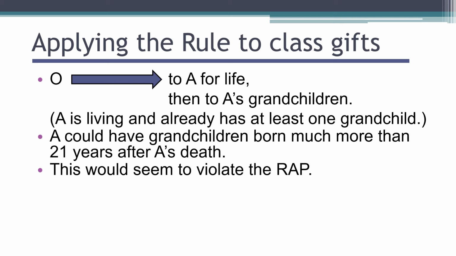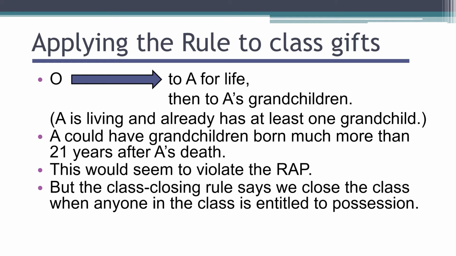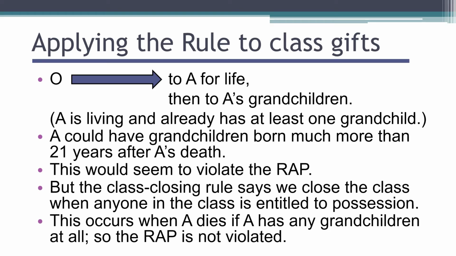However, remember the class closing rule that we talked about when we discussed class gifts. The class closing rule says we close the class when anybody in the class is entitled to possession. So what that means is when A dies, if there are any grandchildren, we give the property to the grandchildren and we close the class and no further grandchildren can be added. All of that will happen when A dies, and therefore the rule against perpetuities is not violated. So the effect of the class closing rule that we talked about before is to accelerate the time when the class will close, and therefore to make it more likely that the rule against perpetuities will not be violated. It's very helpful in that regard.